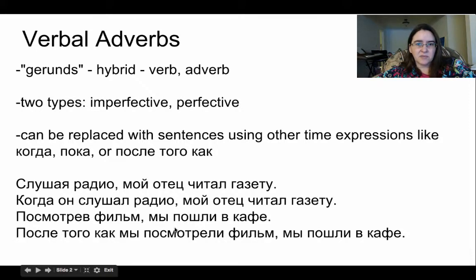Let's take a look at a perfective example. Посмотрев фильм, мы пошли в кафе. What perfective verbal adverbs do is they show consecutive actions. So first one thing happened, here, having watched the film, then a second thing happened. We went to the cafe.